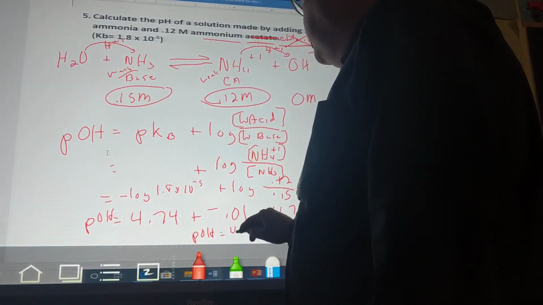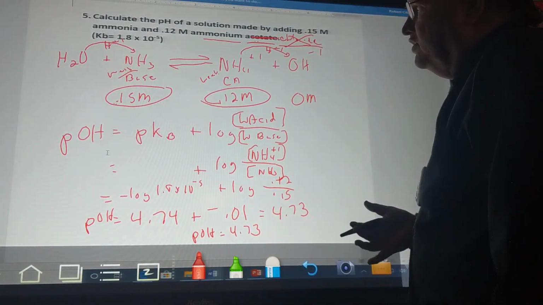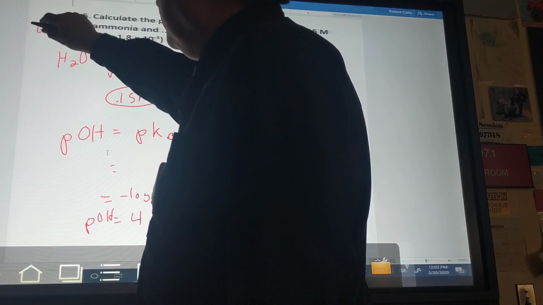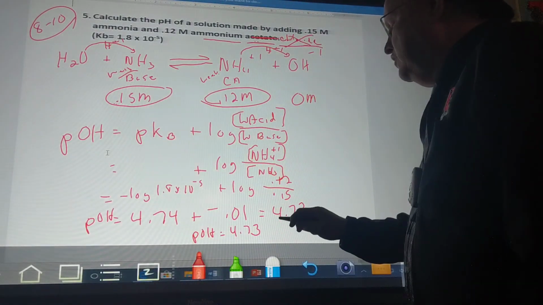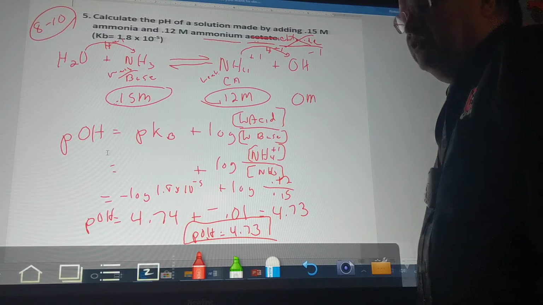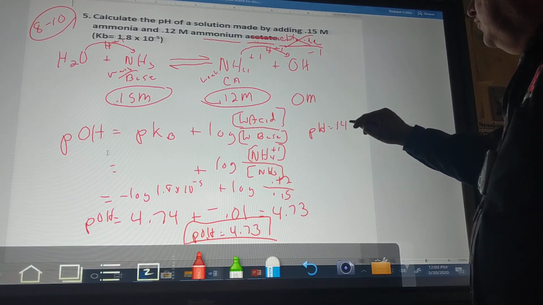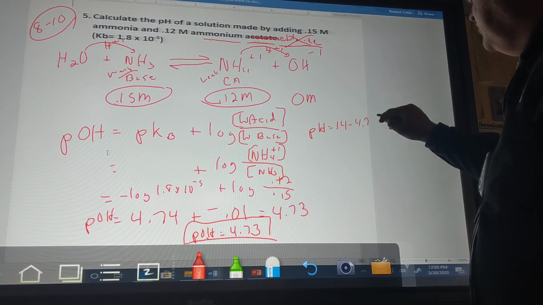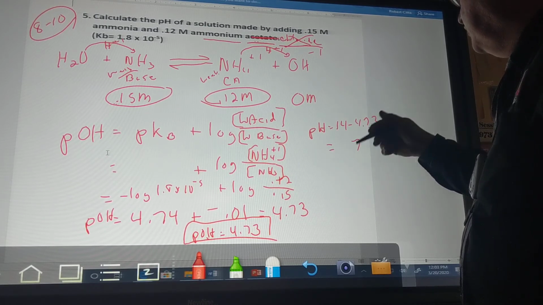So pOH is 4.73. Now, if I was starting this problem, I notice it's a base buffer, so I would predict before I even started that my answer should be between 8 and 10. Good labeling is what it's all about. Label that as a pOH, and then to find the pH, you have to subtract 14 minus 4.73.